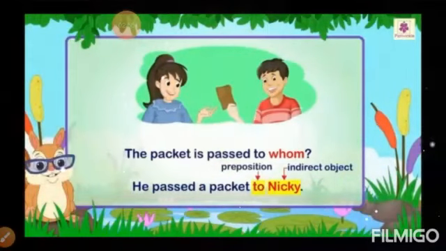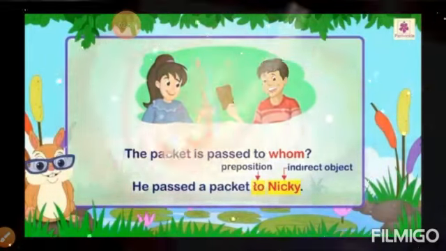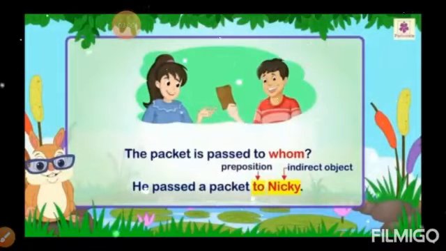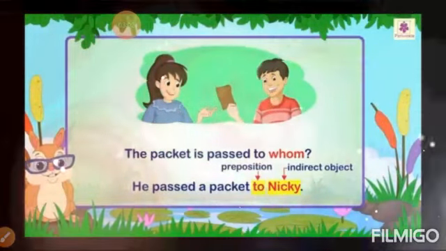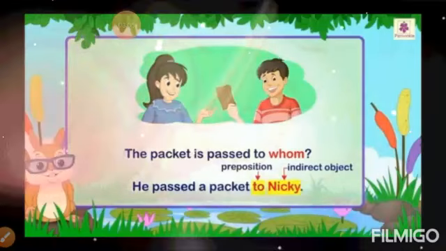For example, the packet is passed to whom? So the answer is, he passed a packet to Nikki. So here Nikki is the indirect object and to is the preposition.